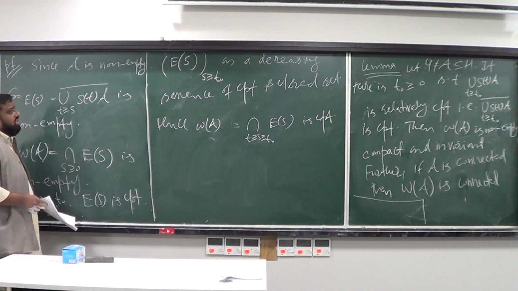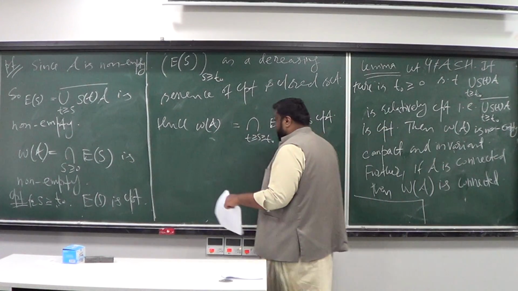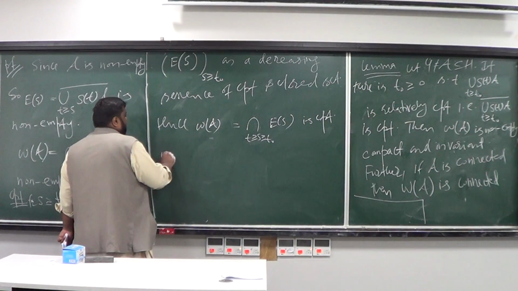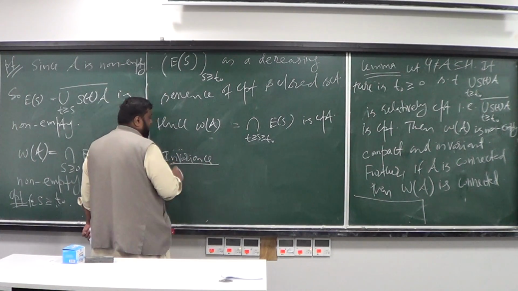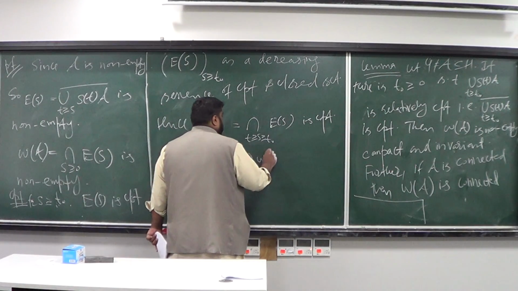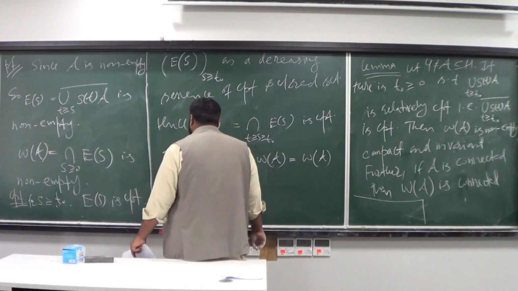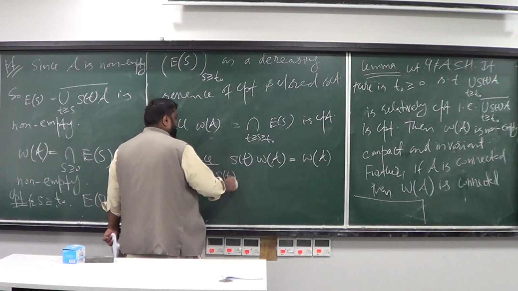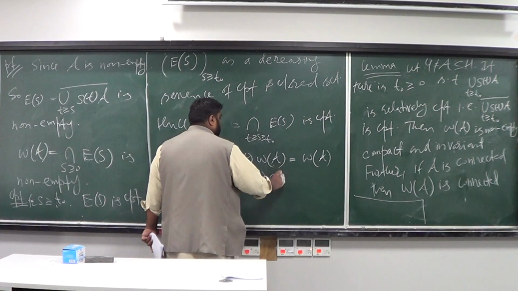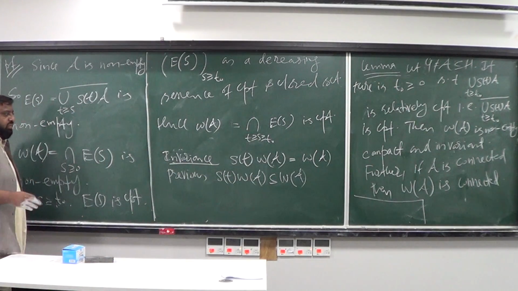The next thing is to show that omega of A is positively invariant actually. Okay? Is invariant actually. So omega of A is invariant. In other words, I need to show that S of t operated on the calligraphic omega of A is equal to omega of A. From the previous lemma, we already know that S of t is positively invariant. So you know this already. So the key thing would be to show the reverse inclusion, that omega of A is also contained in S of t operating onto omega of A.